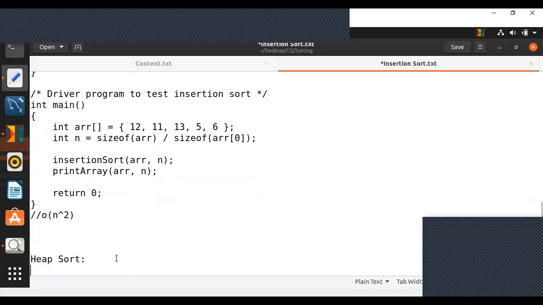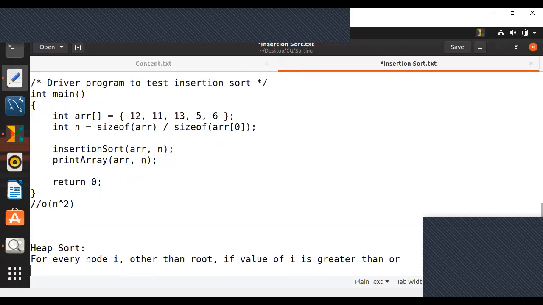Now, here's what you need to do. First step, for every node I other than root, remember, I'm saying for every node I other than root, if value of I is greater than or equal to the value of its highest valued child, make I as parent node.